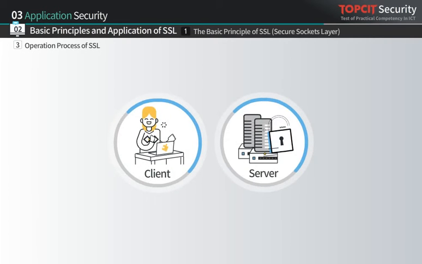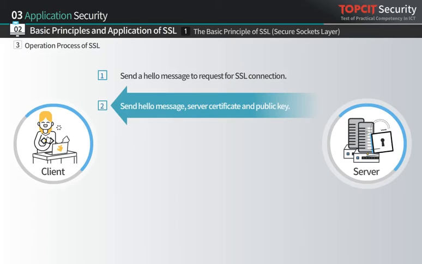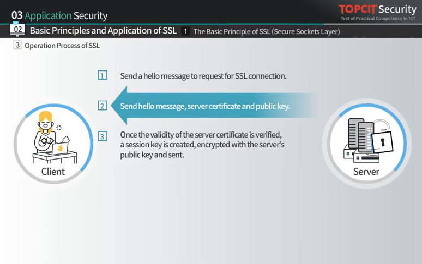Next, let's learn about the operation process of SSL protocols. First, the client sends a hello message to the server to request an SSL connection. The server then sends a hello message along with the server certificate and the server's public key as a response to the requested hello message from the client. Once the client verifies the server's certificate, it creates a session key, which will be used for encryption, encrypts it with the server's public key, and sends it to the server.